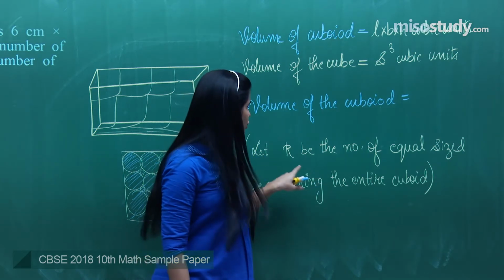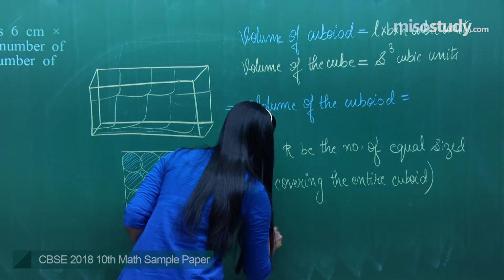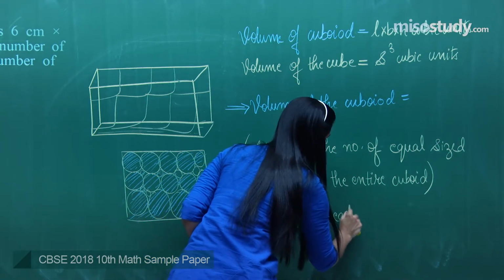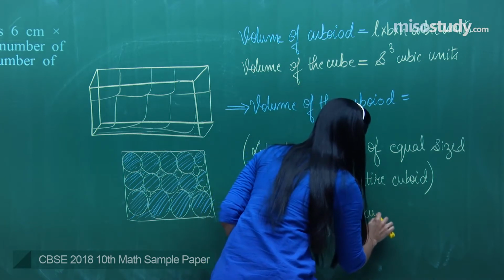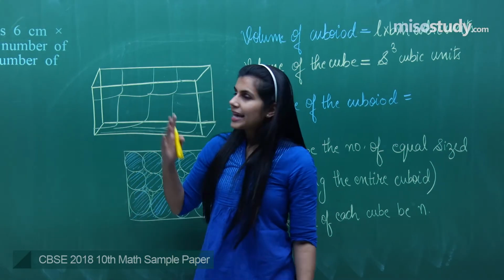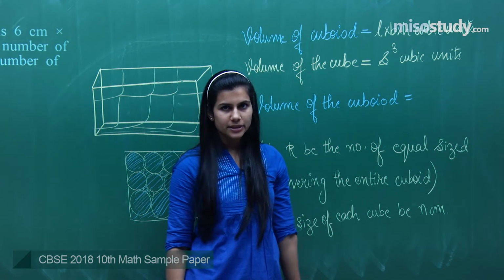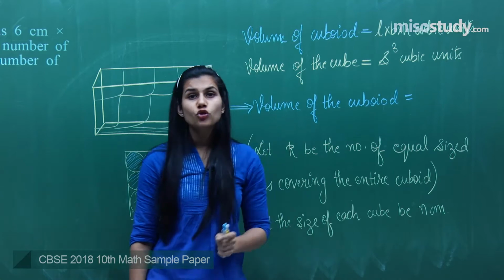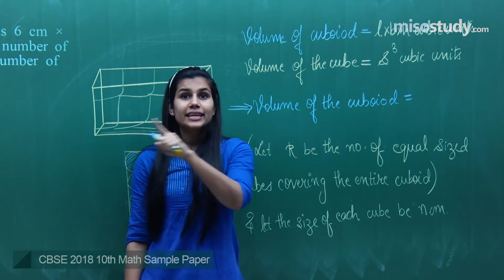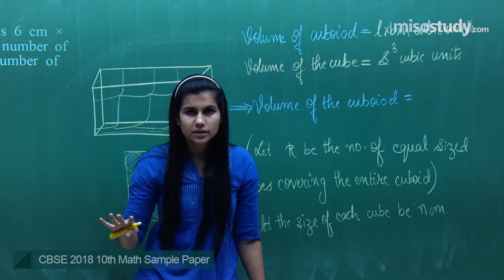Okay, all of them are of equal size. Do not forget this. So, if this is the case, let the size of each cube, which are equal sized cubes, be the same. Let the size of each cube be n centimeters. If the size of each cube is n centimeters, the volume acquired by each cube is n cube, and there are k such cubes. So, n cube plus n cube plus n cube, k times. That's what we have to do.